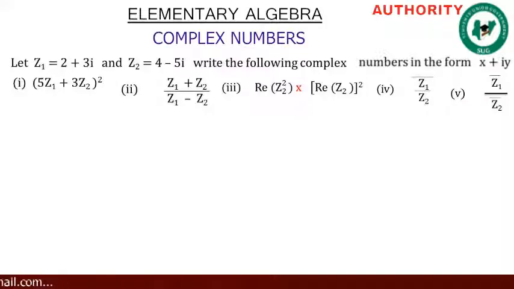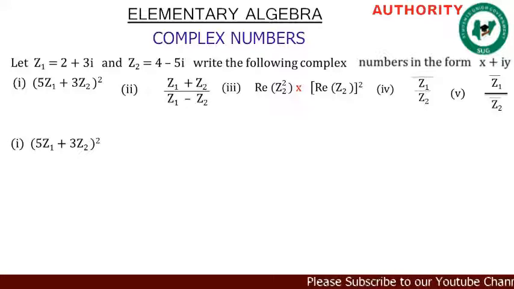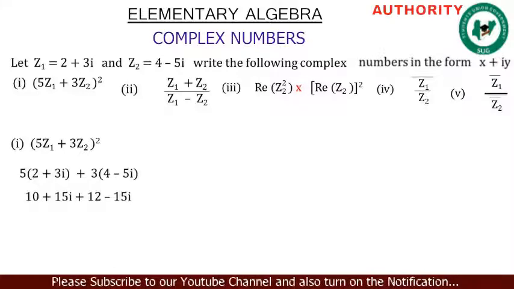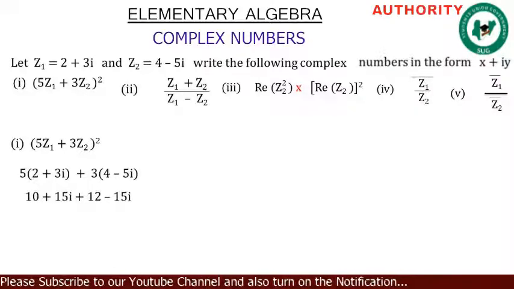Solution number 1, we have 5z1 plus 3z2. We have 5z1, that is to say 5 times z1, then we have 3z2, that is to say 3 times z2. Now I'm going to say 5 open bracket z1, and you know that z1 is 2 plus 3i, close bracket, plus 3 open bracket z2. z2 is 4 minus 5i. Now let's open this bracket.